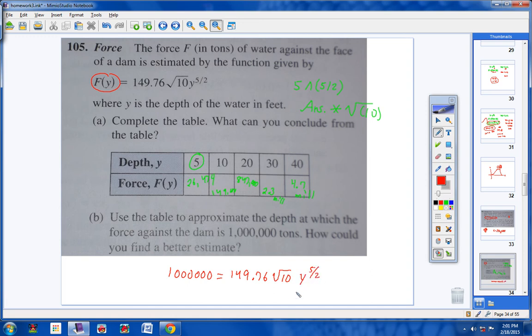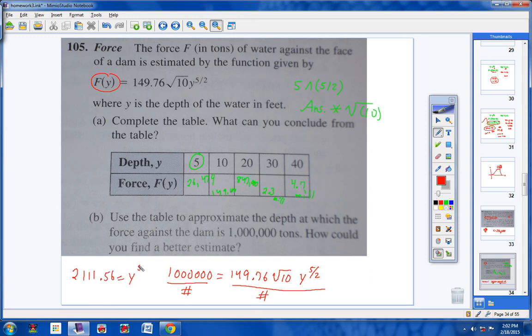You should be able to solve that, students. You really should at this point in your math career. This is a number, and the square root of 10 is a number. I would take 149.76 times the square root of 10, get that really big number, and then divide both sides by that number, so that y is all by itself. Okay? And so then what you would have is 1 million divided by that number would give you, rounded, 2,111.56 equals y to the 5/2.